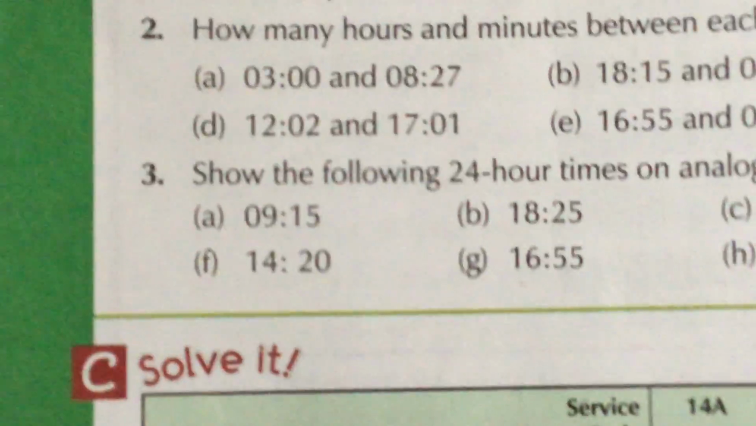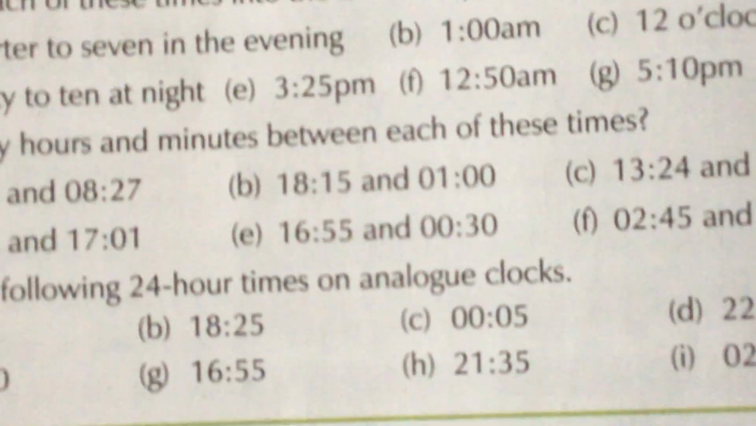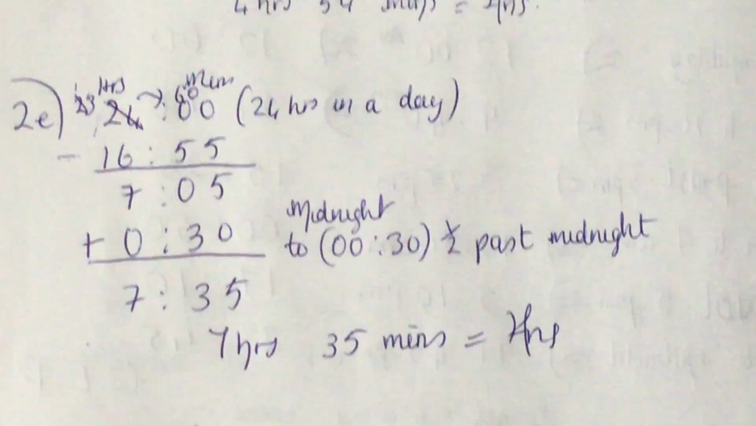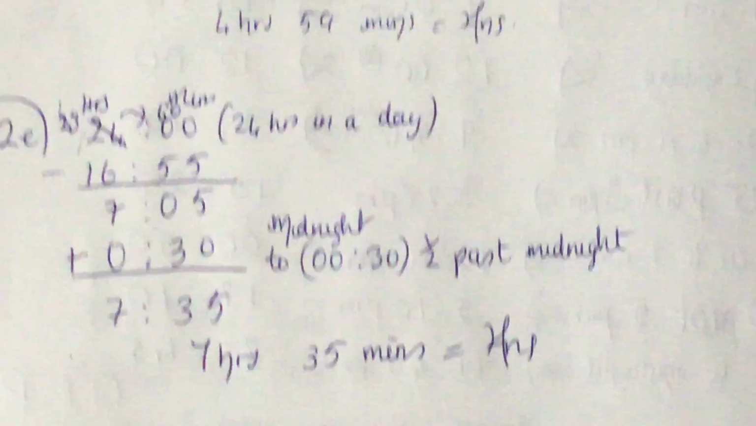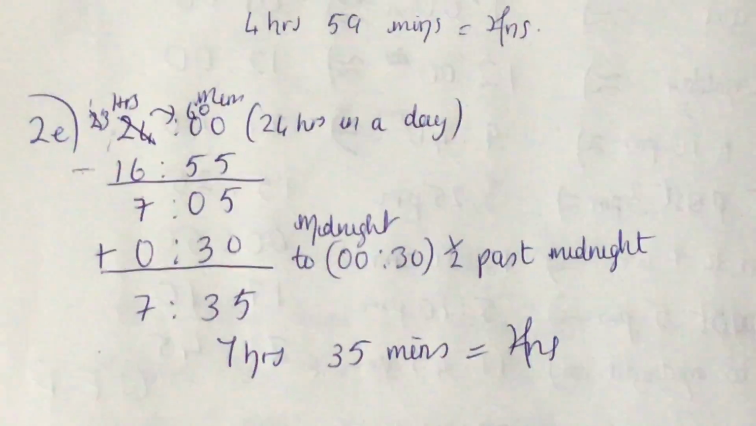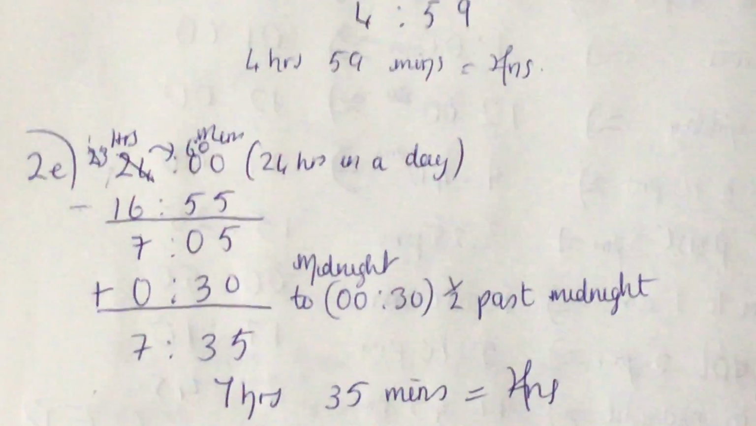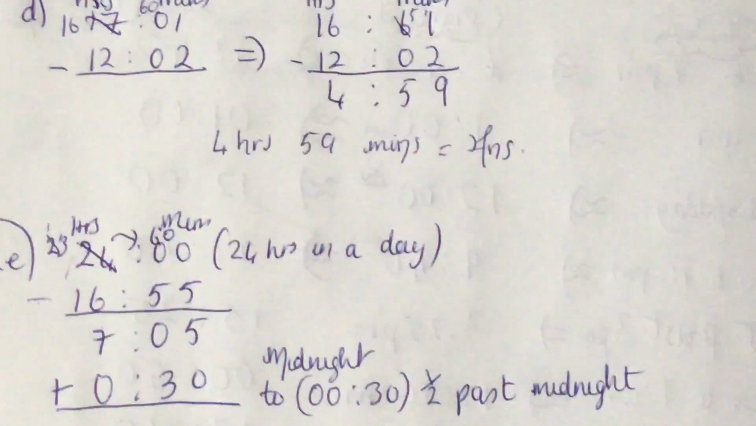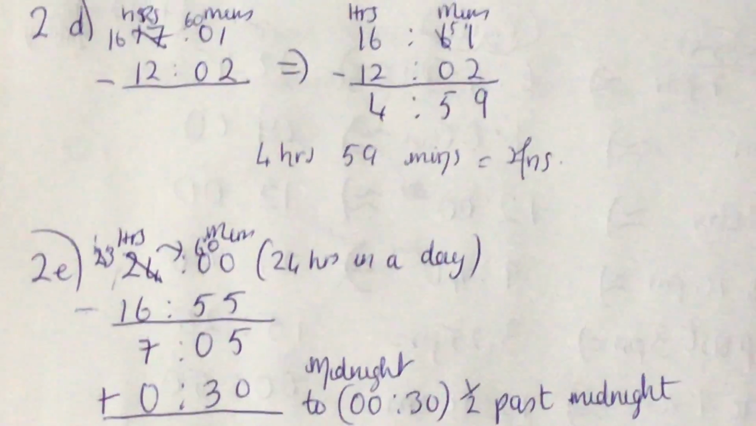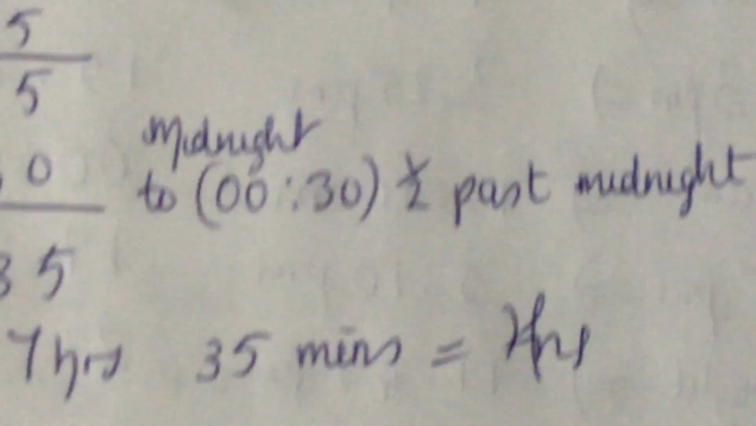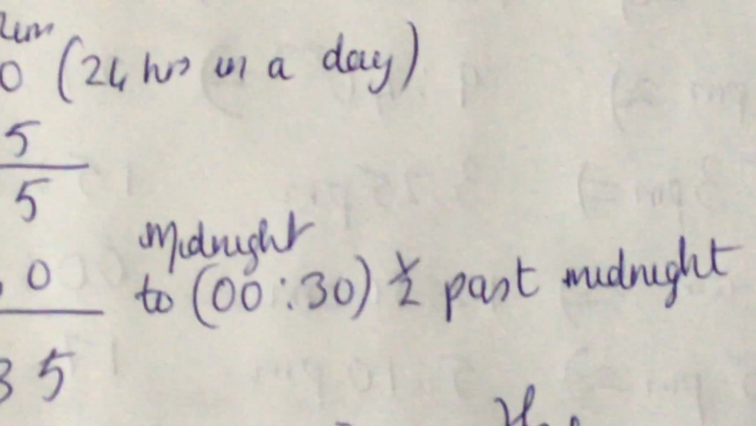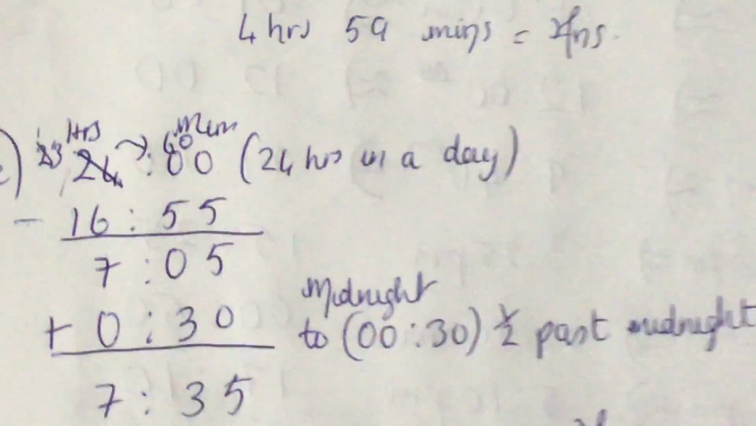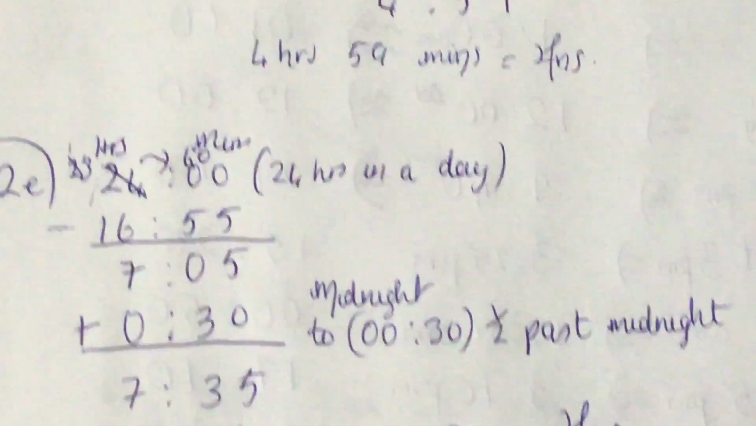So 2E is between 16:55 and 00:30. Okay, here we go again. So I'm going to get the hours from 16:55. I have 16 hours and 55 minutes completed in my day. I want to find out how many more hours and minutes I need to complete my current day up to midnight, okay? If I'm getting it to midnight, I need to find out the difference between now and midnight, okay, guys?